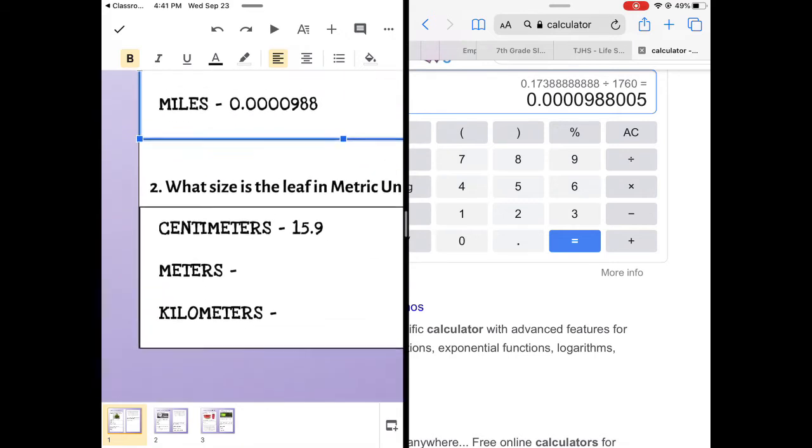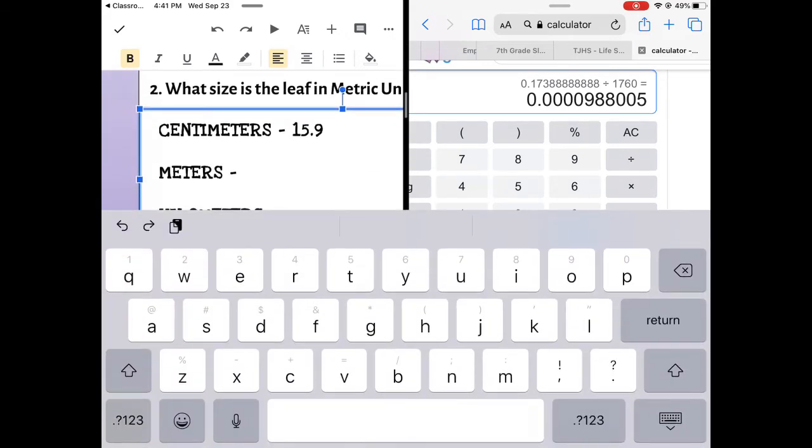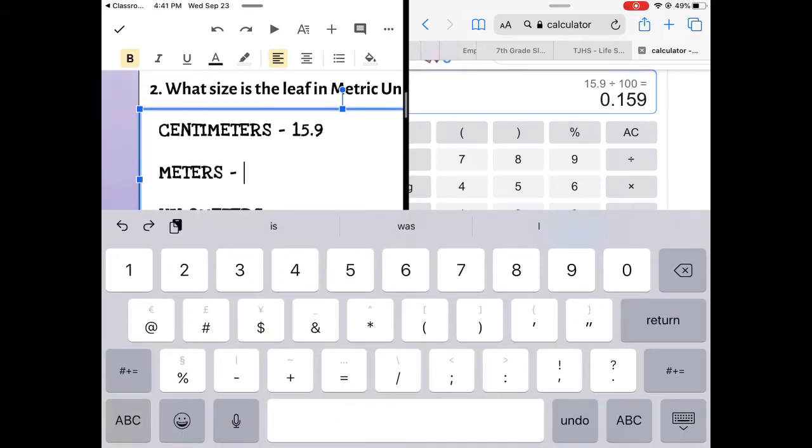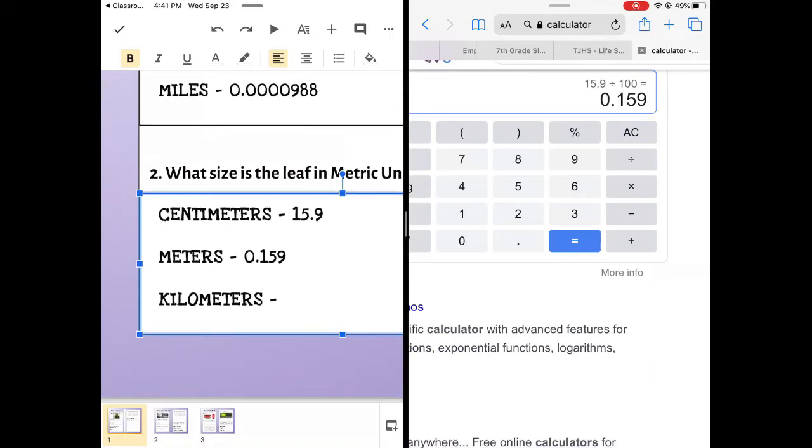For centimeters, it's a lot easier. To go from centimeters to meters, I have my 15.9 centimeters, and I'm going to divide by 100. And I get an answer that looks a lot nicer. So I get 0.159 meters. To go to kilometers, I divide this by 1,000. Oops.